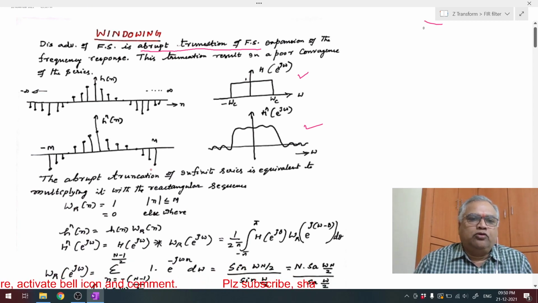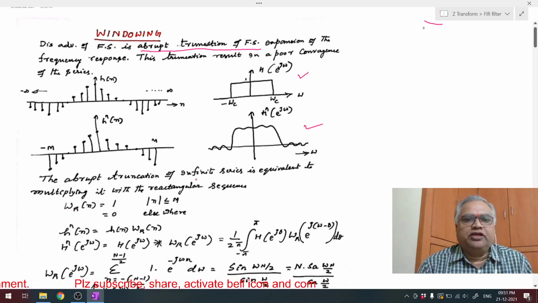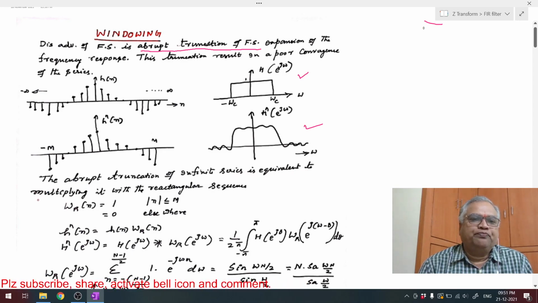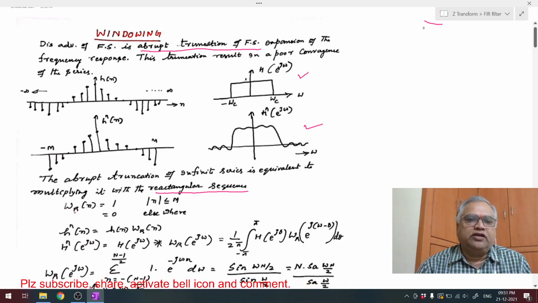How do we do abrupt truncation mathematically? Abrupt truncation of an infinite series is equivalent to multiplying it with a rectangular sequence. A rectangular sequence is nothing but a rectangular window. WR of n is equal to 1 for mod n less than or equal to m, and 0 elsewhere. R is for rectangular, W for window. This window value is 1 from minus m to plus m, and all other values are multiplied with 0.